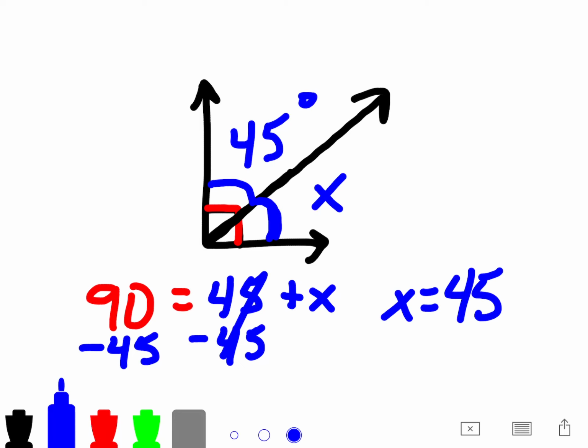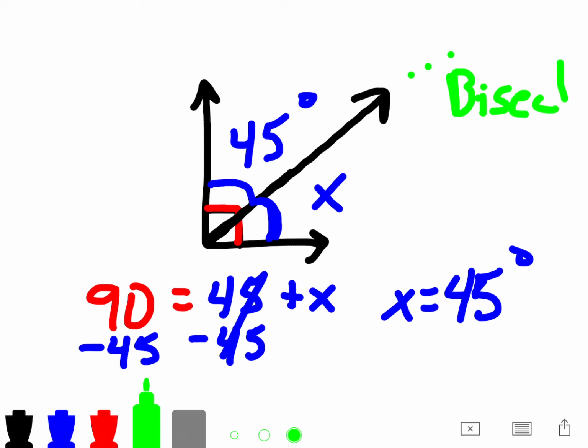Now wait, you didn't even need to do all that work. Why? Well, because take a look at this again. If this black line here is a bisector, to bisect means to cut into two equal parts. So if this angle is the same as this angle, if 45 is the same as x, then how much is x? Well, it's 45. Why do we know that? Because it's bisected. They have to be the same because that's the definition of what it means to bisect something.